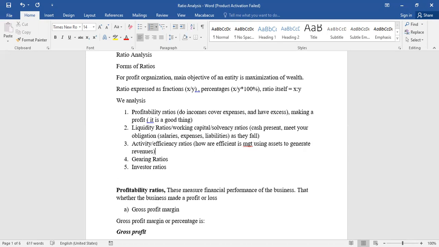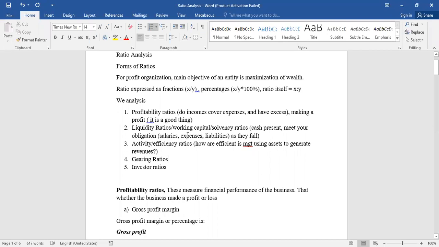So if it is doing well compared to the previous period or compared to the industry, then we say we are efficient and management is performing well. That's what I can say briefly about efficiency.